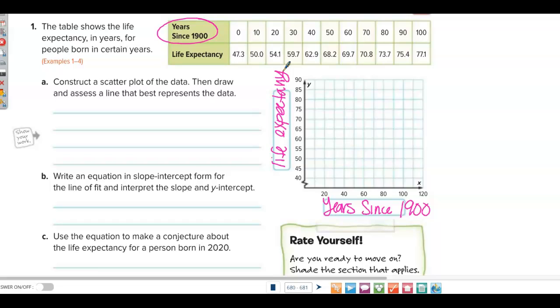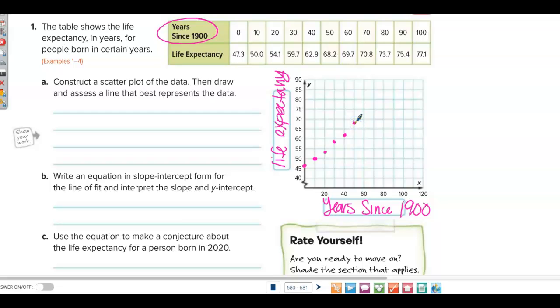So now I just graphed my points. 1900 is year 0, so at 0, my Y is 47 3/10. So about there. At 10 years after that, my X is 10, my Y is 50. 20 years, it's 54 1/10. 30 years is 59 7/10. 40 years is 62 9/10. There we go. 50 is 68 2/10.